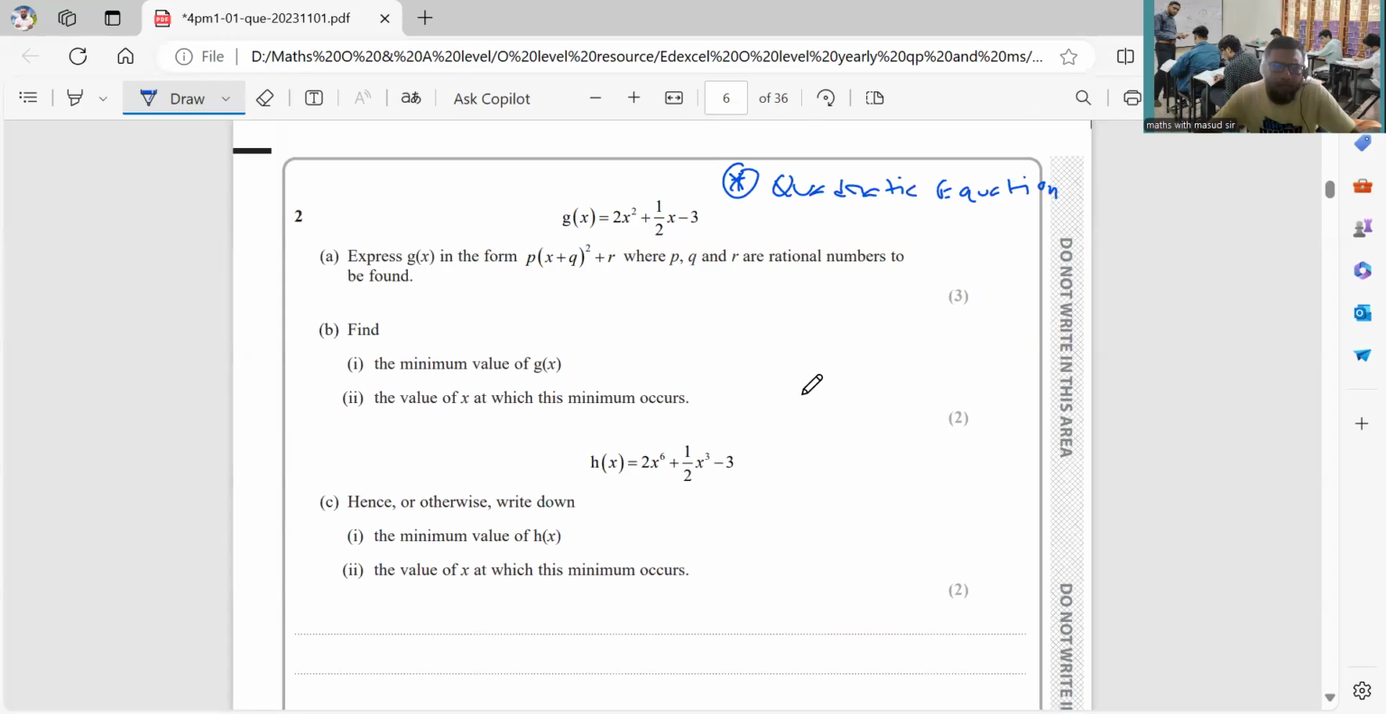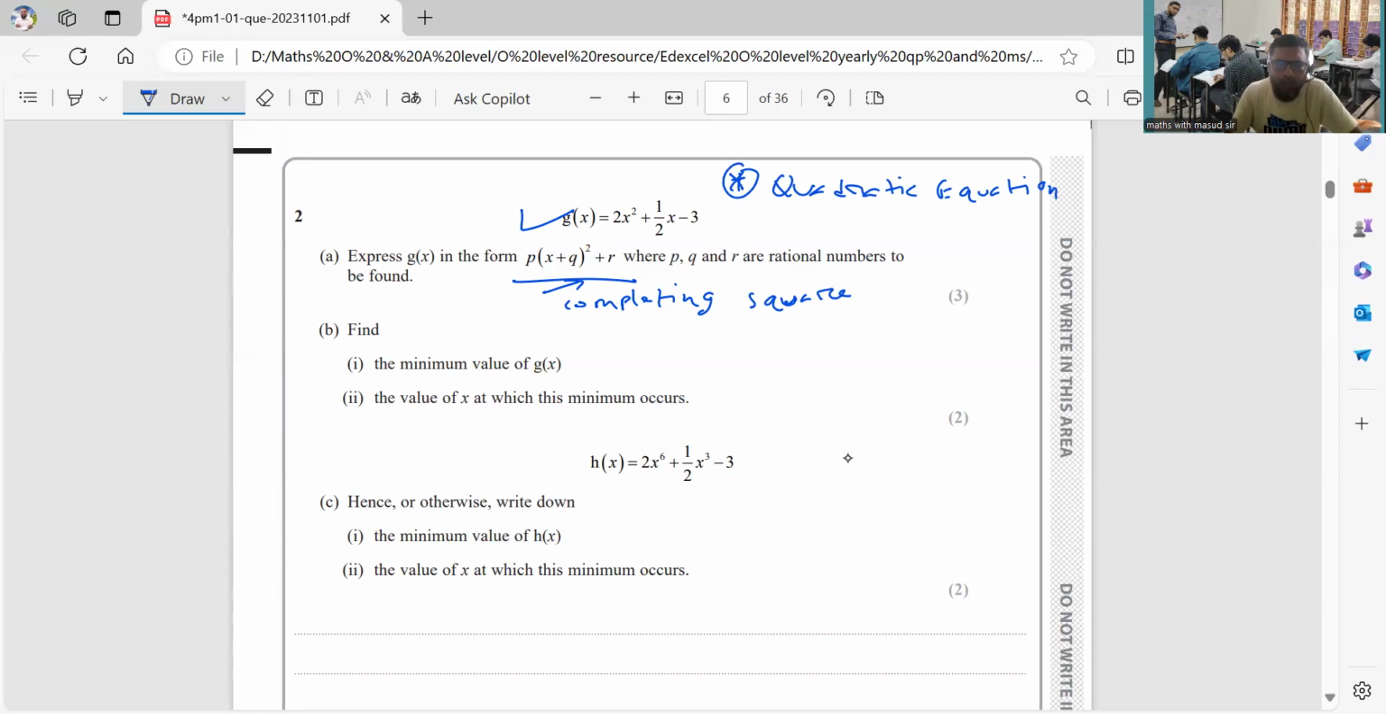Okay, now question number 2. Look at the question. g(x) equals 2x squared plus half x minus 3. This is the quadratic equation given. And look at the form. Express g(x) in this form, which is the completing square form. Whenever you have to get this form, that means the question asks you to make the quadratic equation in completing square form. And then you compare, and you'll get p, q, r.